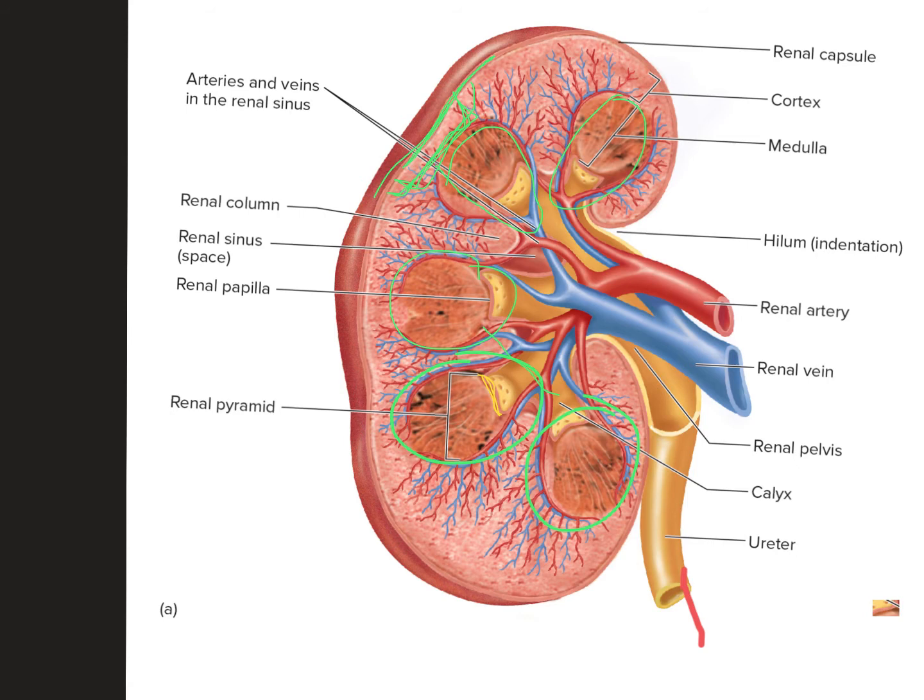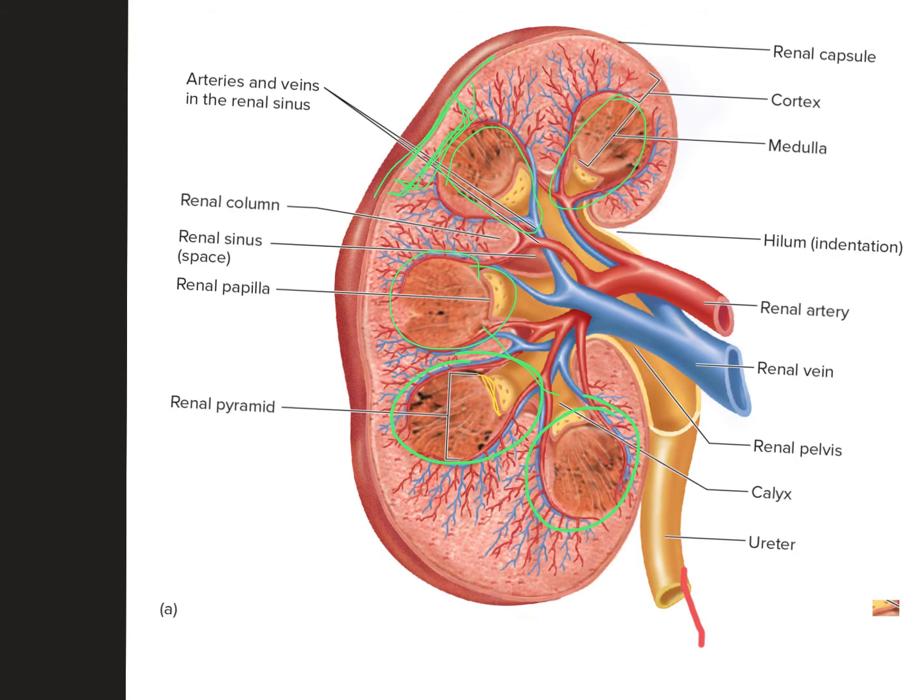And then the major calyces, which is the plural, merge together to form the renal pelvis. The renal pelvis empties into the ureter. Okay? Now, all of those structures are important because all of those structures are what you need to understand in order to follow the path of a drop of urine through the urinary system.